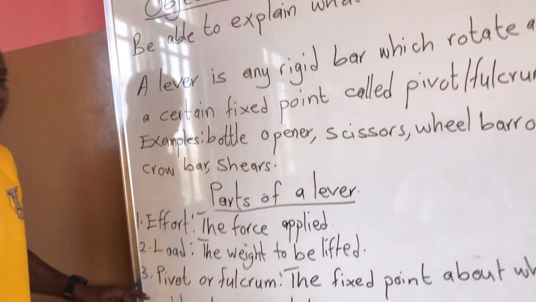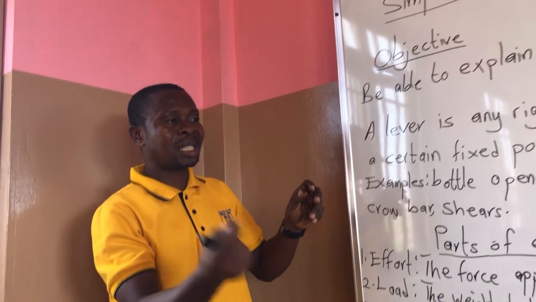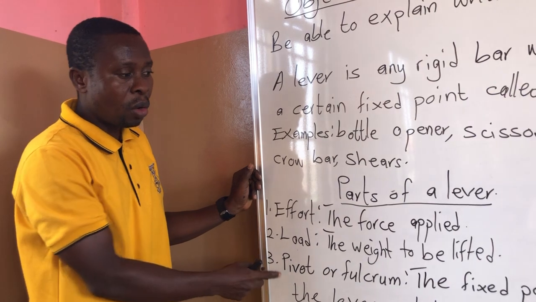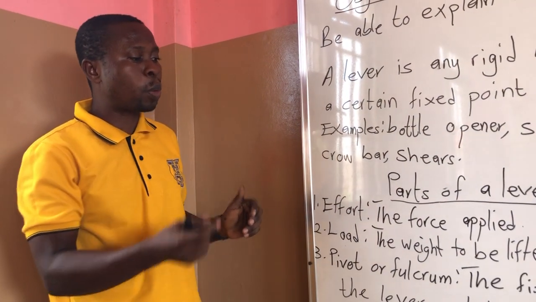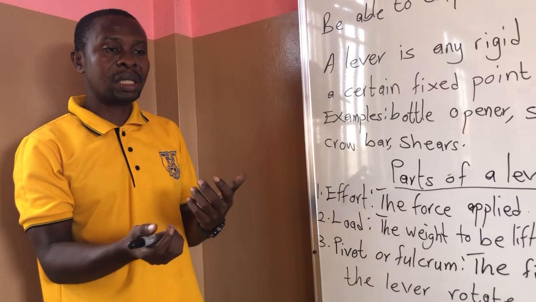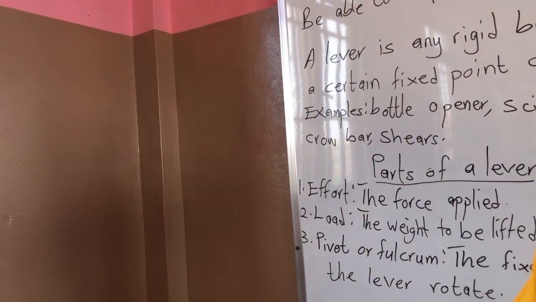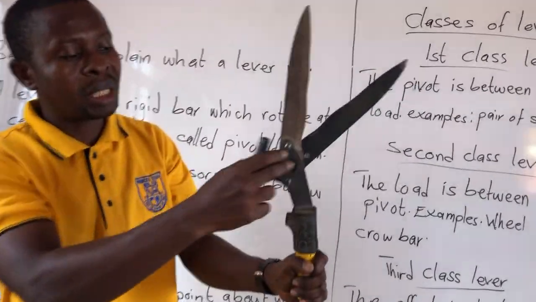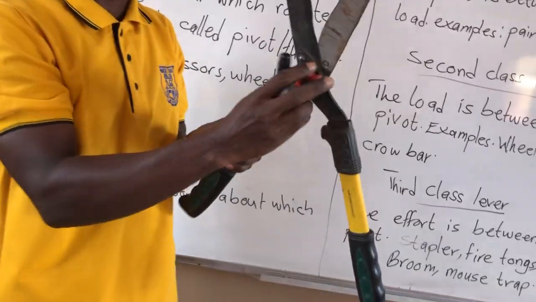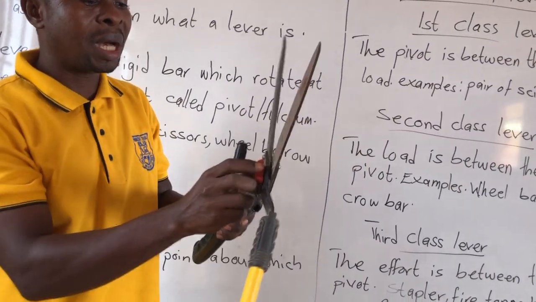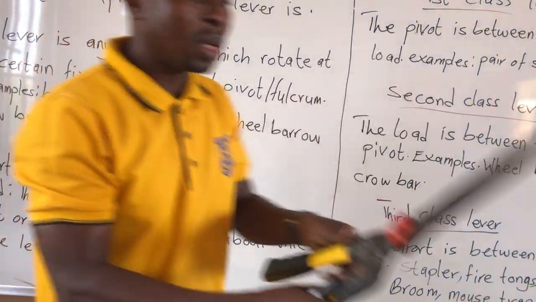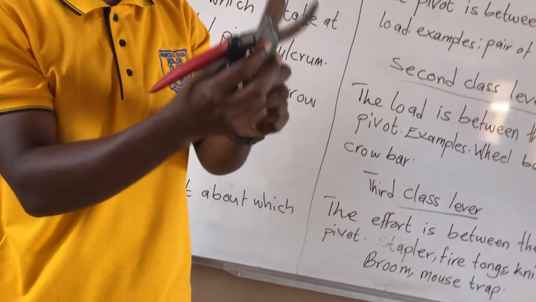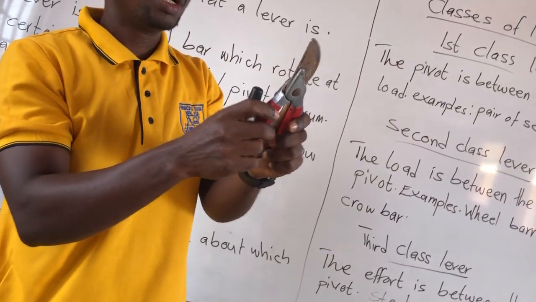Then the pivot, the part where it turns, or which rotates. Okay, where it rotates is the pivot. The fixed point about which the lever rotates is the pivot. So we are taking this one again as an example. You see the fixed point. You see that it rotates here. This is the fixed point. It rotates, you see. So this place becomes the pivot or the fulcrum. The same way when we take this one too. You see that it rotates here at the center. So it becomes the pivot.